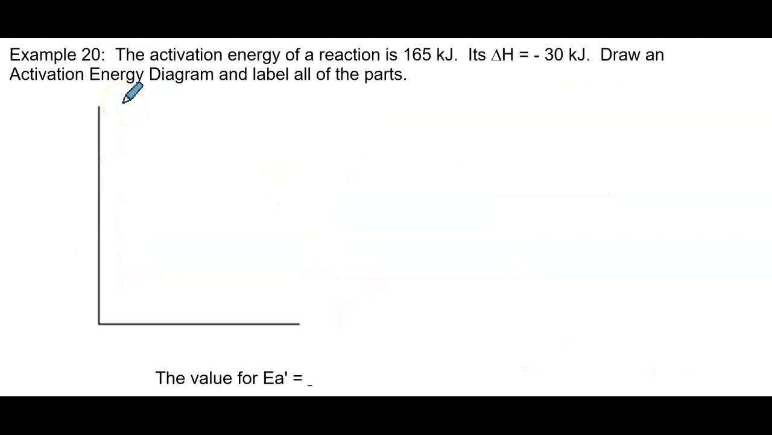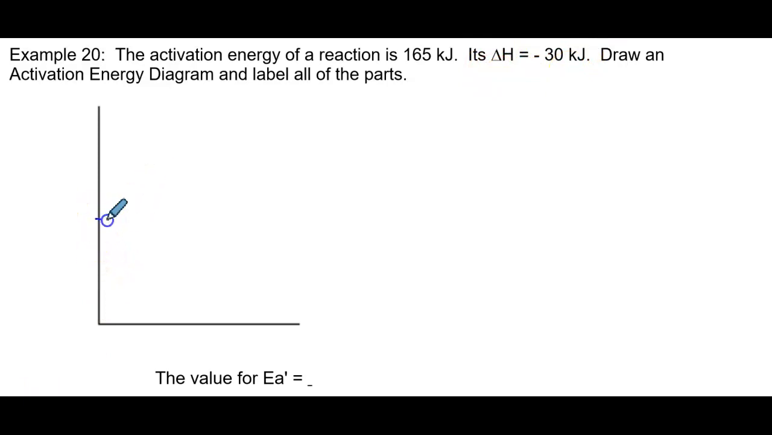Okay, for example 20, we're going to sketch, literally sketch. I don't even care how off scale it is. I just want to see that you kind of understand the basics of it. So first thing I would tell you is to focus on your delta H, because then we know where the product line needs to be compared to the reactant line. And again, I am not going to draw this at all to scale, nor do I expect that you will.